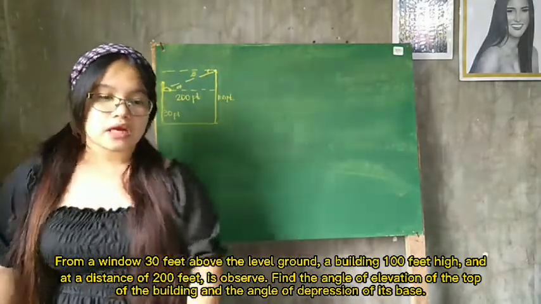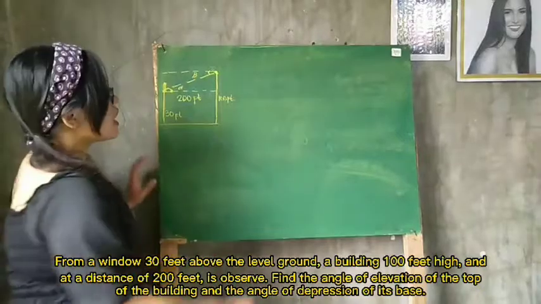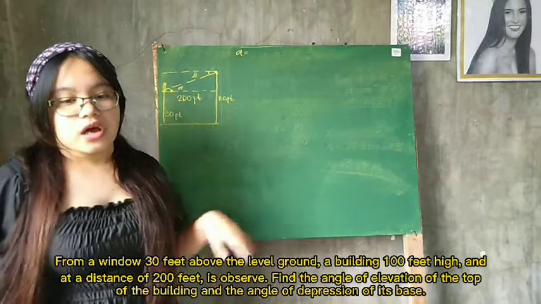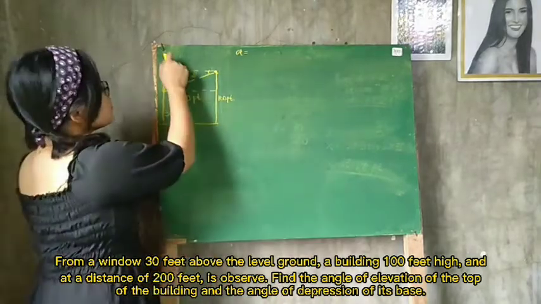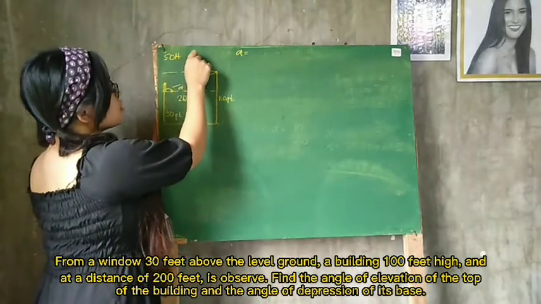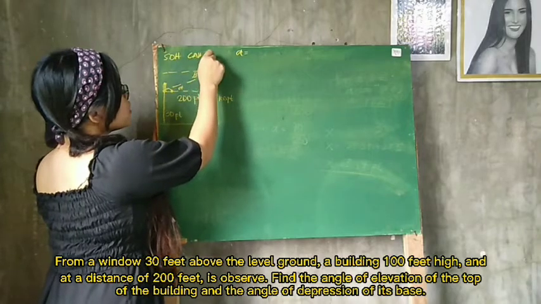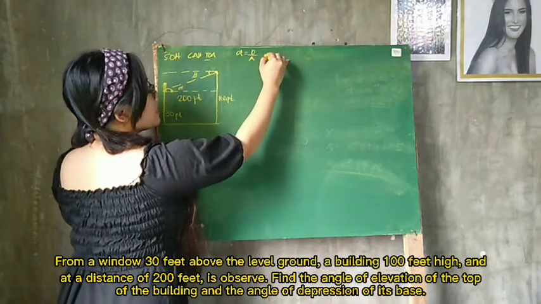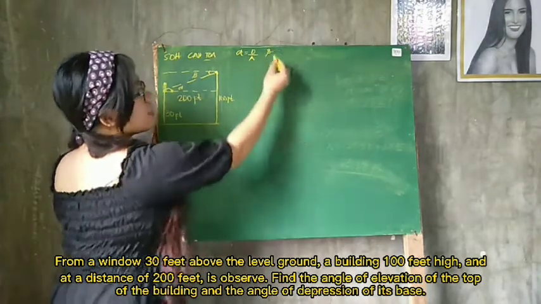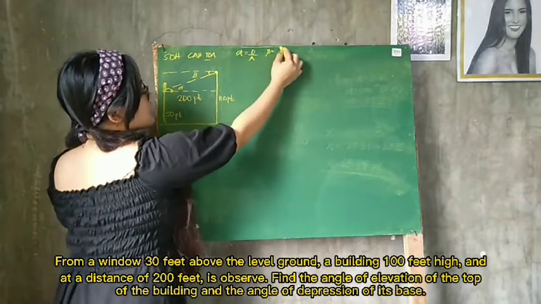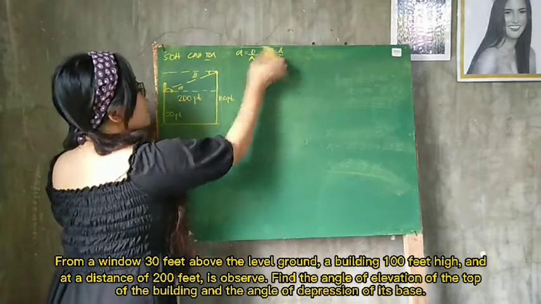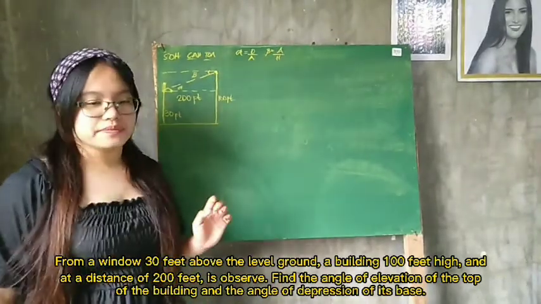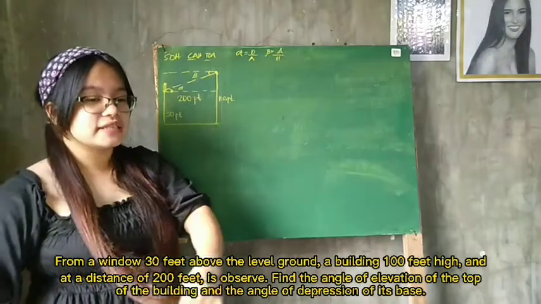Then for our angle of elevation, A or alpha, let's write SOHCAHTOA. We are going to use the TOA, or opposite over adjacent, while for angle B or beta, it is adjacent over hypotenuse, or the CAH. Then first, let's solve for the angle alpha.